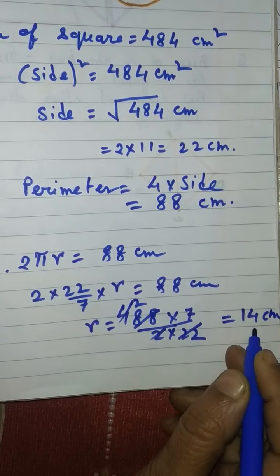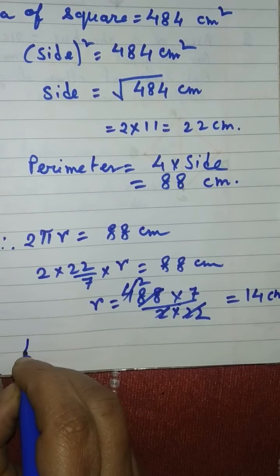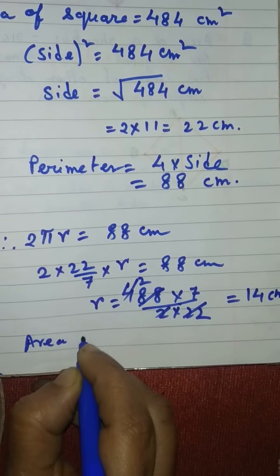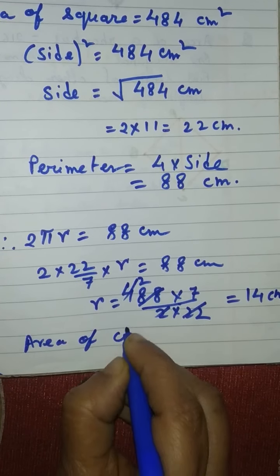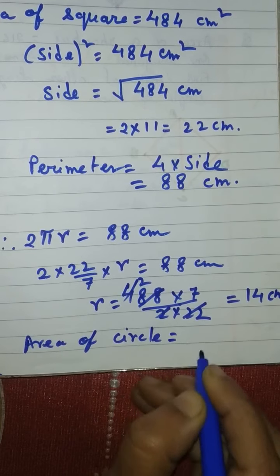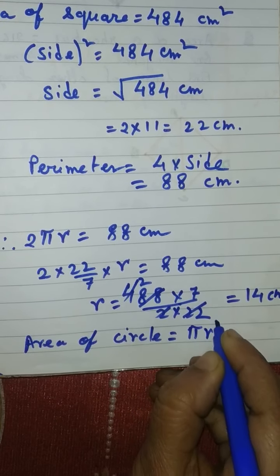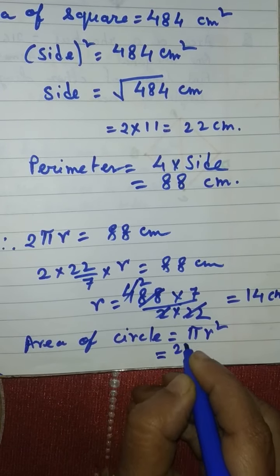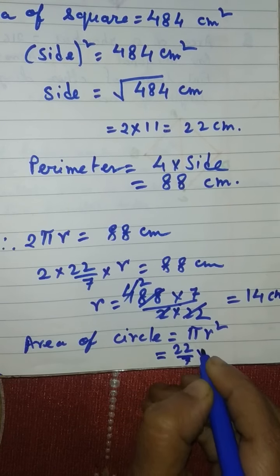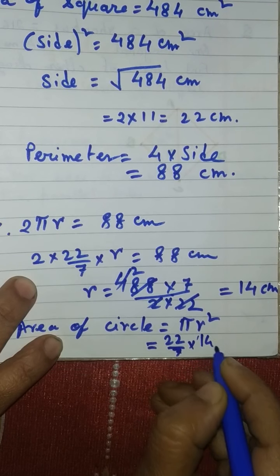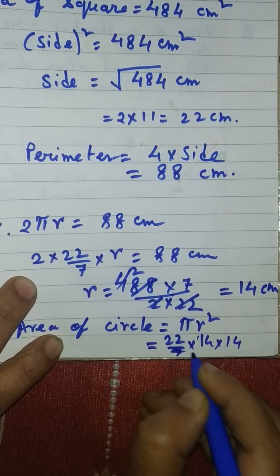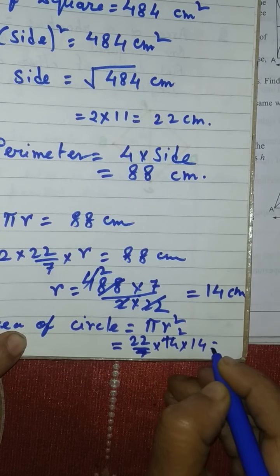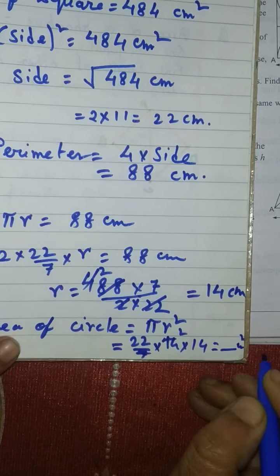When we know the radius of the circle, then we can find the area of that circle. So area of that circle is equal to pi r square, pi 22 upon 7 into r square, 14 into 14. So you will have your answer.